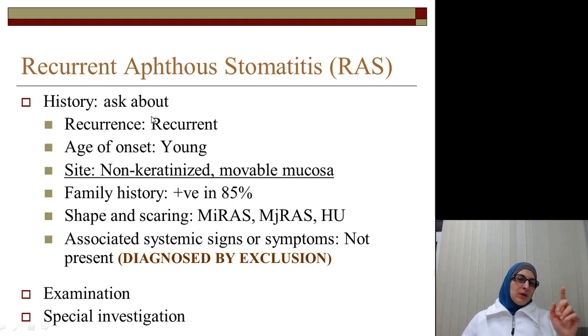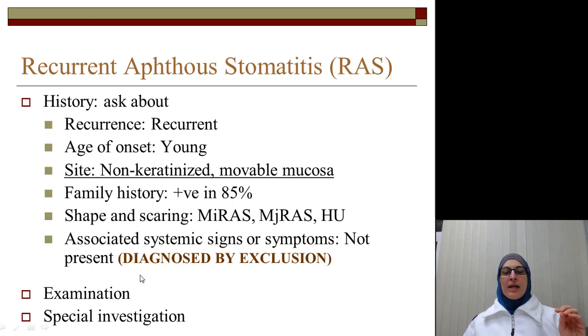So again, when you want to confirm the diagnosis of RAS, you follow the same key: the history, the examination, and special investigation. You ask about the recurrence. It is recurrent. The patient usually is young. The site affects movable mucosa. There is a positive family history in 85% of the patients. The shape varies, might be minor, major or herpetiform. There are no associated symptoms, no fever, no malaise, no GI symptoms, no skin lesions, nothing. It is just localized oral ulcers present in the oral cavity.